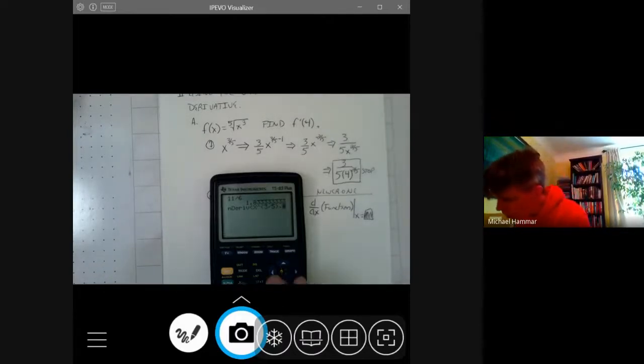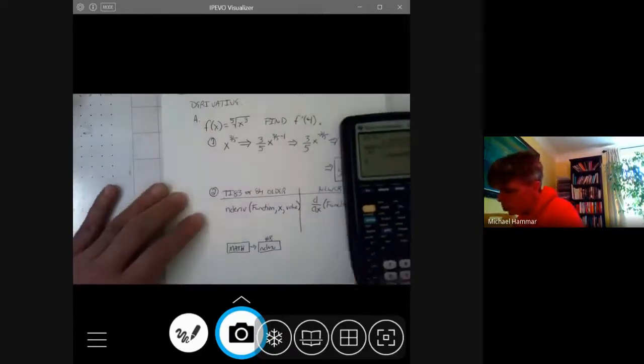Now you need to put in the variable that we're focusing on, which is x, put in another comma, and I also need to tell it at what value I am looking. So I'm going to type in the value 4, close the parentheses, and then hit enter.